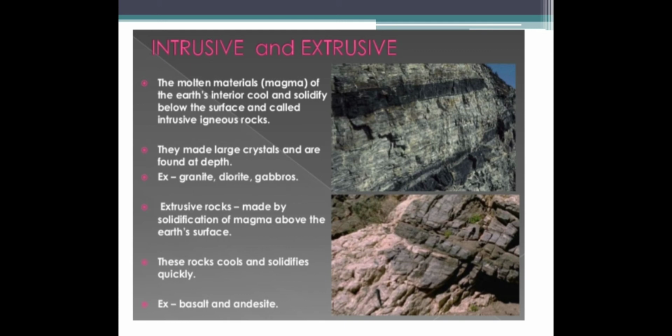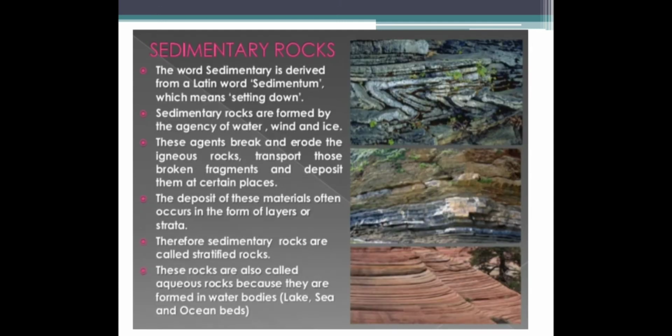Then extrusive rocks, as the name suggests, are external. They are made by solidification of magma above the earth's surface. As soon as the magma comes out, it cools down. So these rocks cool and solidify very quickly. They are formed on the earth's surface. Examples are basalt and andesite. Then sedimentary rocks. The word sedimentary is derived from the Latin word sedimentum, which means settling down.